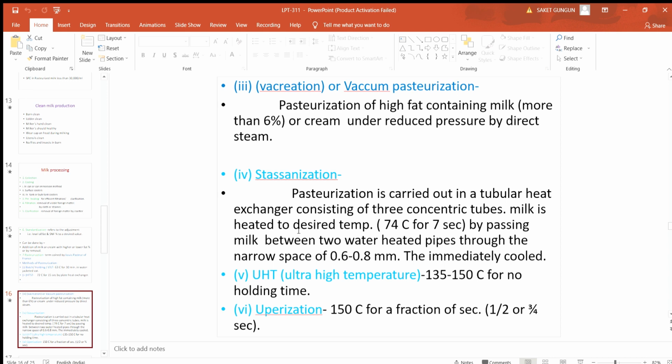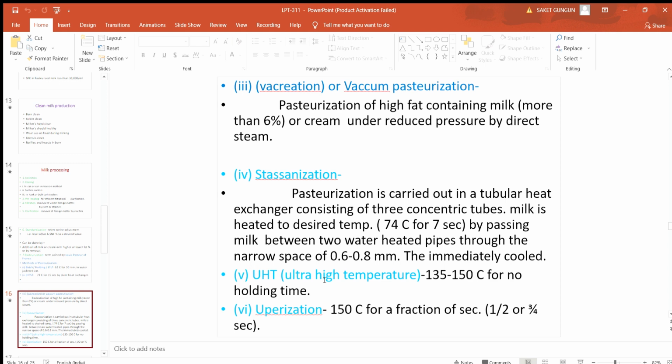Milk is heated to the desired temperature, 74 degrees Celsius for 7 seconds, by passing milk between two water heated pipes through a narrow space of 0.8 mm. The immediately cooled milk is preserved for a longer time.